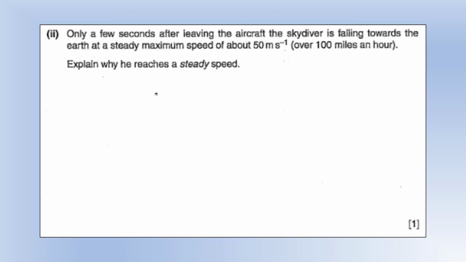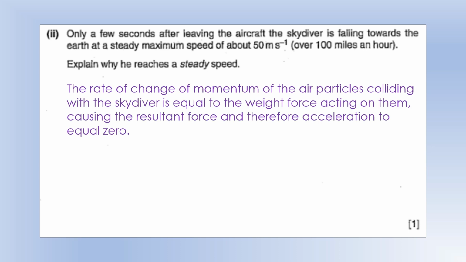So only a few seconds after leaving the aircraft, the skydiver is falling at a maximum speed of 50 meters per second. Explain why you reach a steady speed. Well, eventually the rate of change in momentum of the air particles colliding with the skydiver will be equal to the weight force acting downwards on them. Those two forces cancel out, giving you a resultant force of 0, and therefore the acceleration is 0 and the velocity is constant.